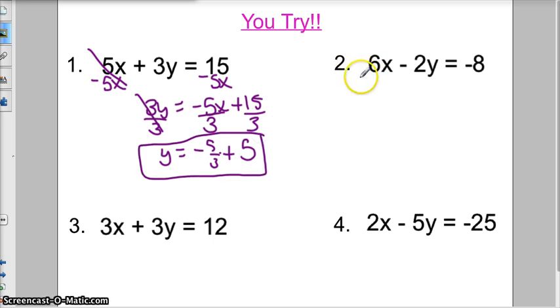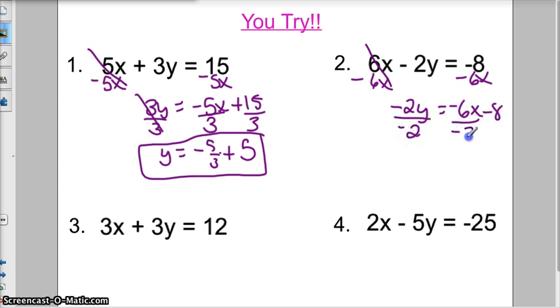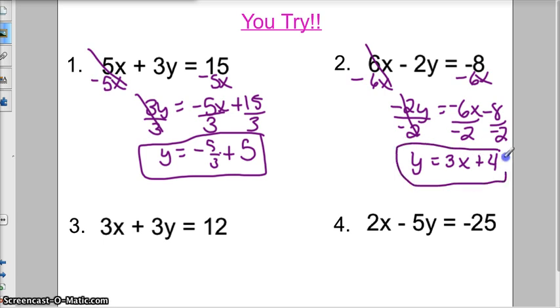All right, so we're going to number 2. You're going to subtract 6x. Subtract 6x. So that cancels out. Bring down our negative 2y equals, and then I write my x term first, negative 6x minus 8. So divide each term by that number in front, which is negative 2. Cancels out. Y equals negative 6 over negative 2 becomes positive 3x, and then negative 8 divided by negative 2 is positive 4, so plus 4. If you wrote 3 over 1 here, that works as well.